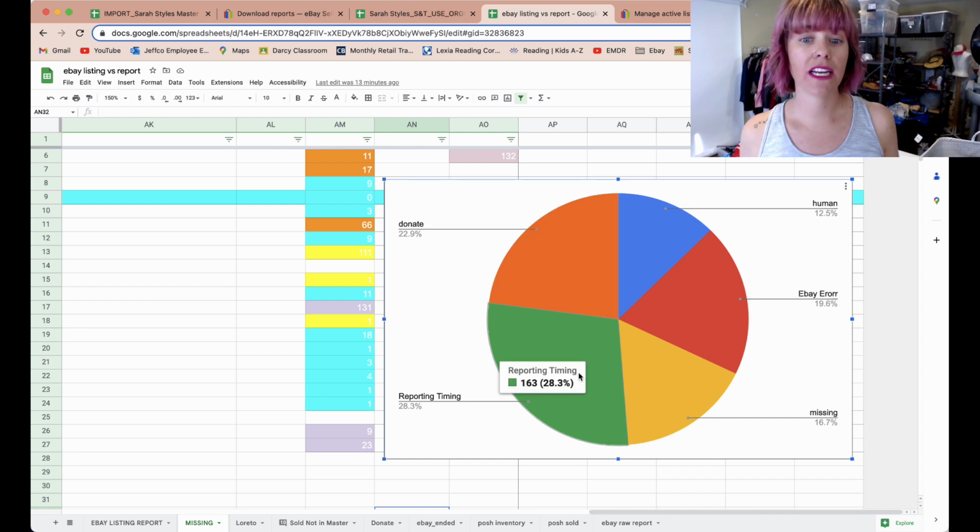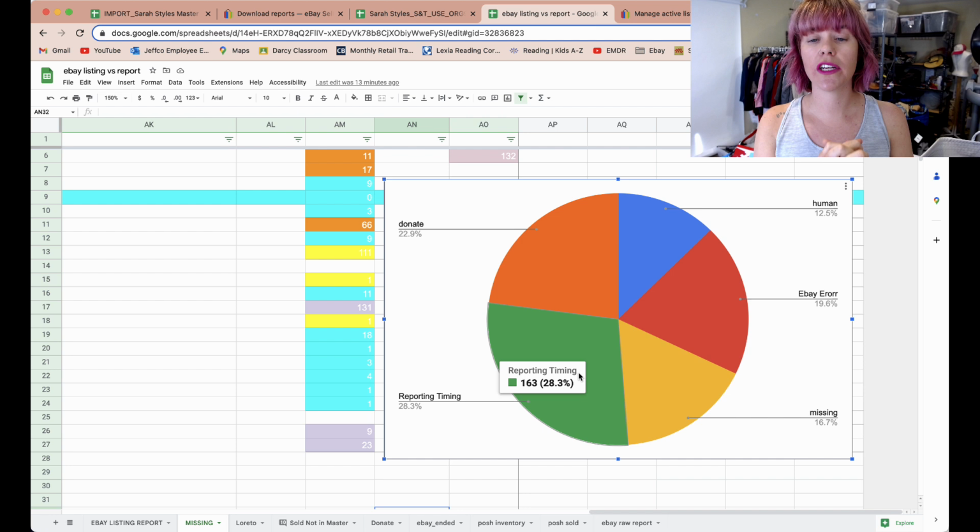Some of it, and this is something you need to be mindful of if you're going to do this as well, is the reporting timing. What this means is when I pulled the report, I had done a sell similar right before I figured this out, and so the back end of eBay hadn't caught up. I'll find this to be the case with some other things, like you end promoted listings and then you go to promote them again. It takes a couple minutes for things to get caught up. So 163, 28% of these 500 were just my reporting timing. Sell similar hadn't ended, certain issues like that.